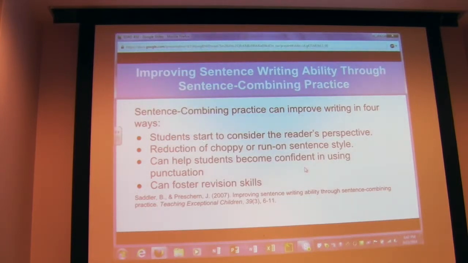Number 3 can help students become confident in using punctuation. This means that as students become more confident in their writing, they will be more confident in using different punctuation marks to help make a well-developed sentence or paragraph. And the last way can foster revision skills. This is where students are able to revise their own paragraph or have a peer assist them by giving them advice on what to change and what they did strongly. Not only is one student benefiting from this, but 2 or more are as well.